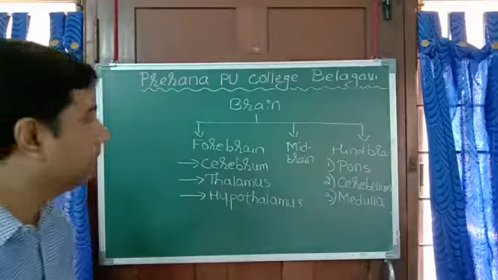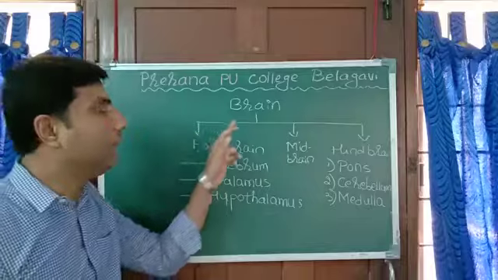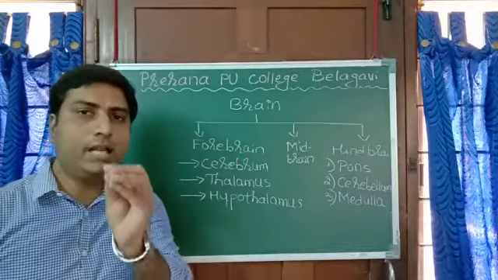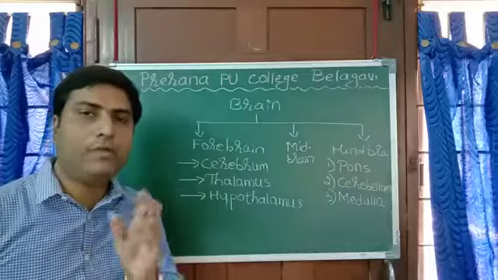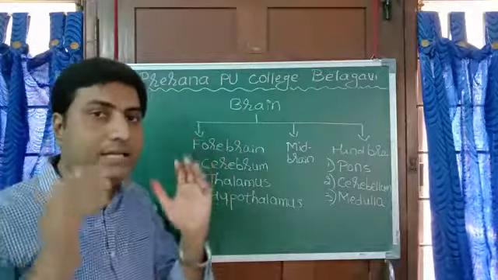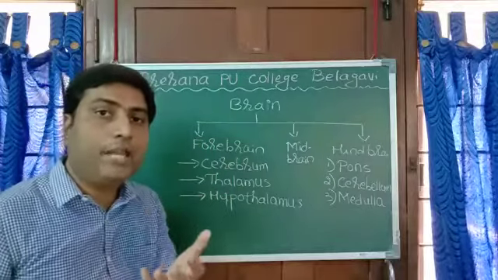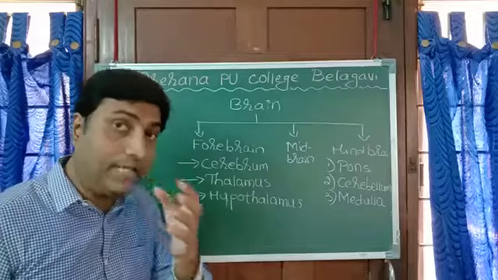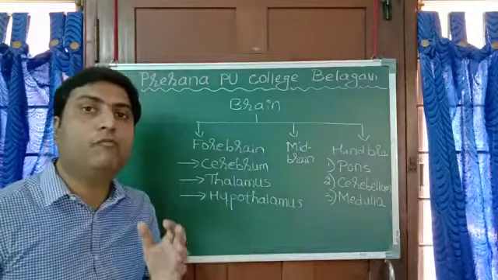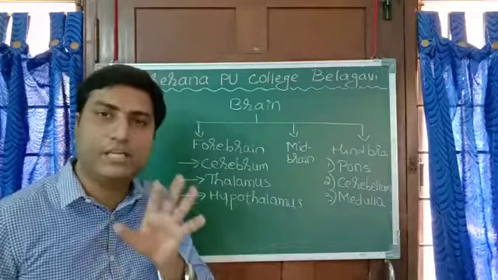So now, dear students, I will try to explain the various parts of the brain and their functions in a sweet and short way. Okay, a quick revision. Our brain is present inside our skull and is protected by it. The average weight of the brain in an adult human being is about 1400 grams, roughly 1.5 kg.